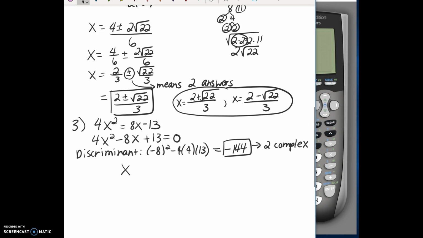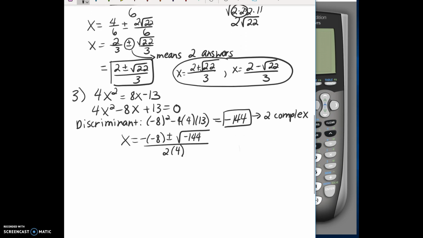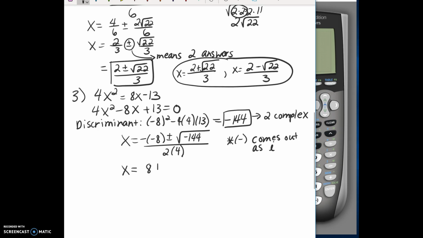So we'll do x equals negative 8 plus or minus the square root of negative 144 over 2 times 4. Now, there are different things that happen here. The negative is coming out as the i. If this is a perfect square, then that will come out as well, and if not, you will simplify the radical. So we get plus or minus 12i. I just want to highlight that.